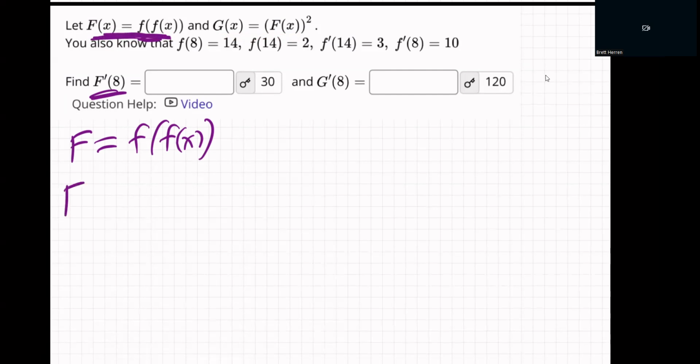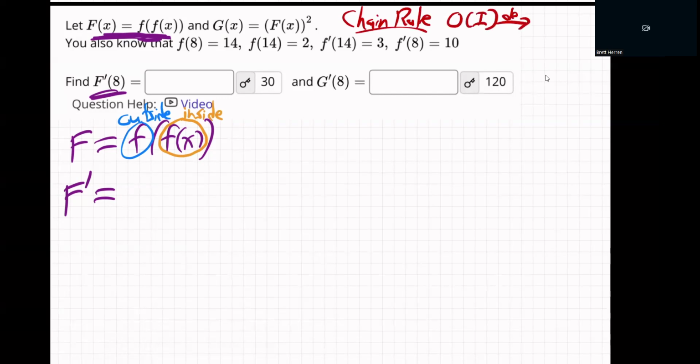So when they say take F prime, take the derivative. What do we do when we have a function inside a function? Remember, that's chain rule. This is the inside function, and this one's the outside. The chain rule tells us that if you have an outer function and an inner, you take the derivative of the outside function, keep the inside the same, times the derivative of the inside function.